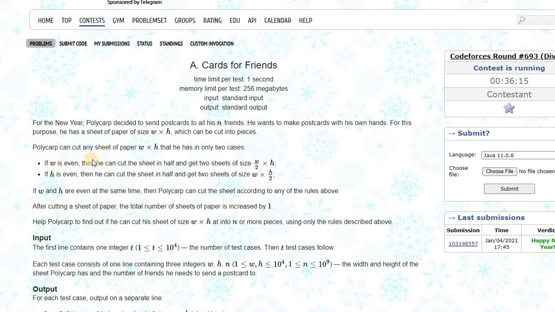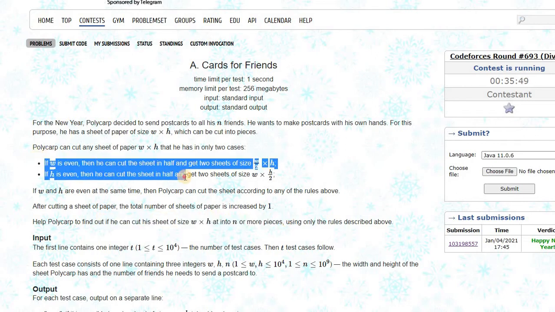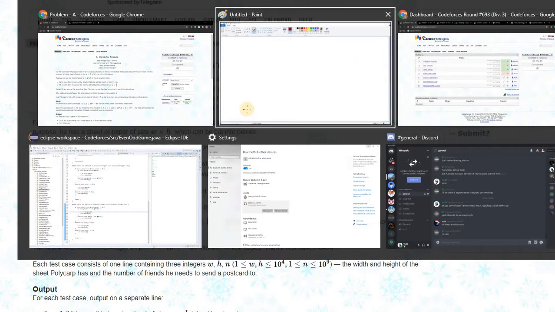If W is even, then you can cut the sheet in half to make two sheets of size W over 2 and H. And if H is even, you cut the sheet in half and get two sheets of size W and H over 2. And these two conditions can be used infinitely many times as long as these initial parts are met. So you're trying to figure out if you can cut a sheet into N or more pieces using these two rules right here.